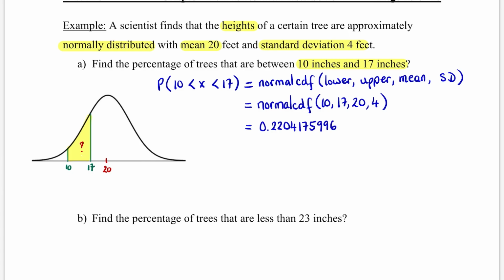Again, the question didn't give us any rounding instruction, so let's just round to 4 decimal places here. This digit is 1, so I round down to 0.2204. And the question is asking for a percentage, so I convert this to a percent, which is 22.04%.